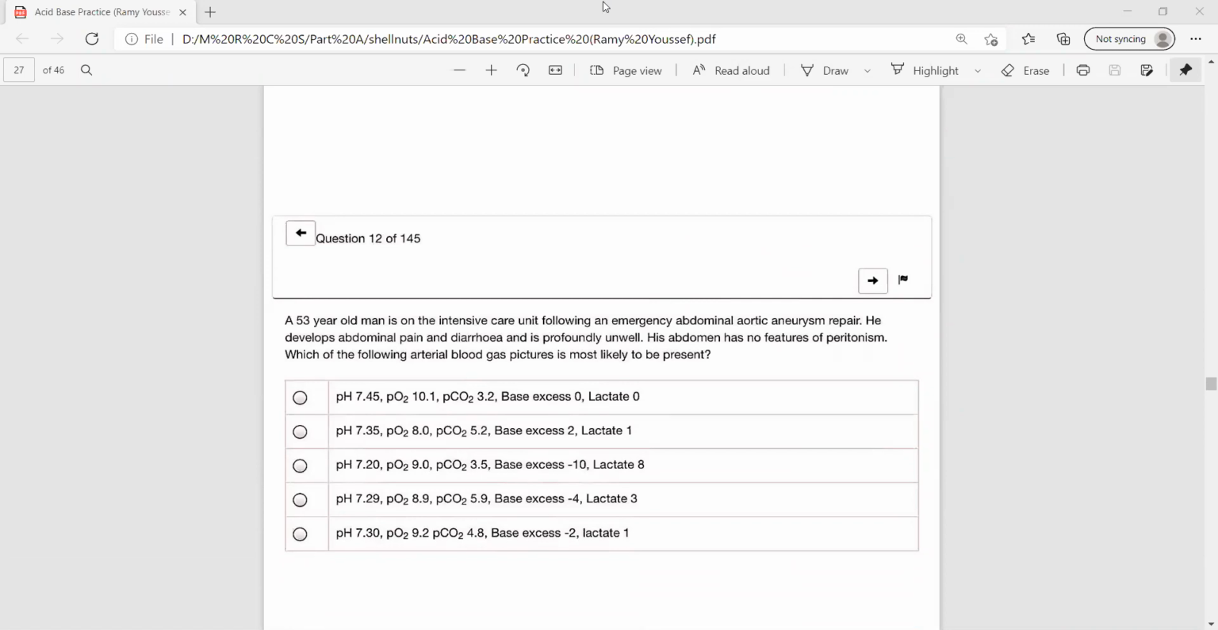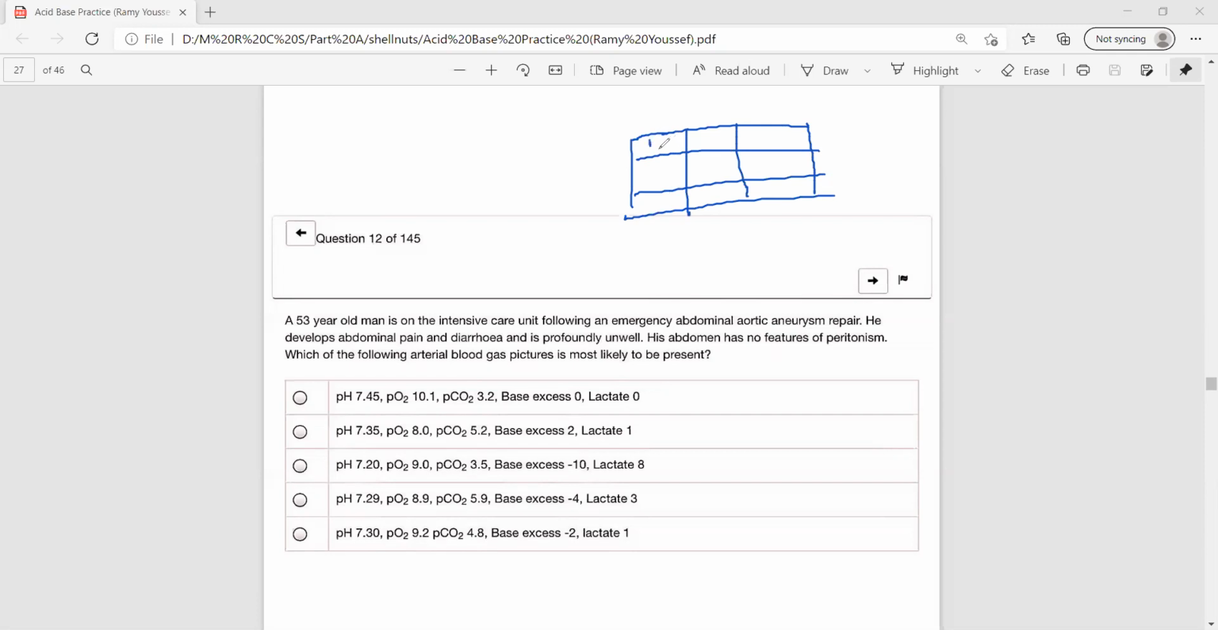Okay, so we have a 53-year-old man on ICU. He's had a AAA repair. He develops abdominal pain and diarrhea, and he's profoundly unwell. His abdomen has no features of peritonism. Which of the blood gas pictures is most likely to be present?